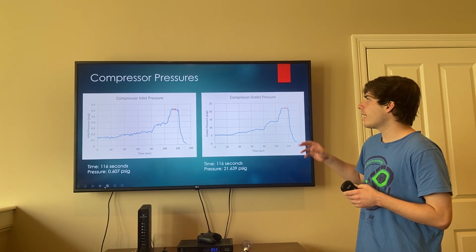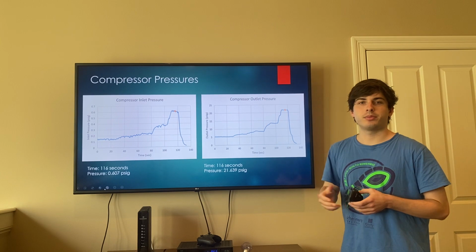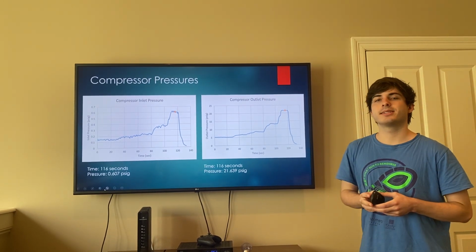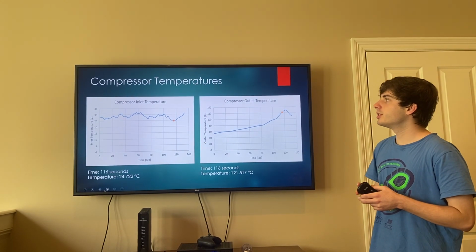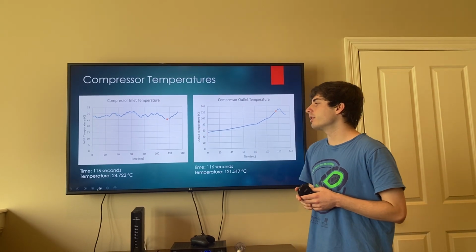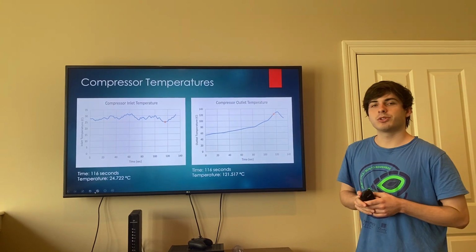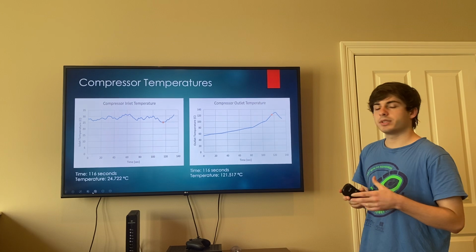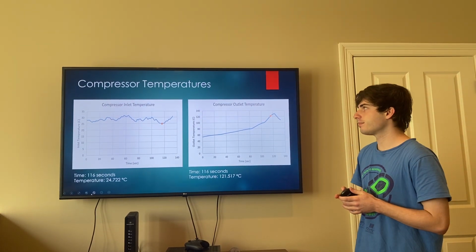Over time, we can see that the outlet pressure did the same thing. However, our outlet pressure is much greater than our inlet pressure, which is expected of a compressor. This came out to a value of 21.6 psig. Our compressor temperatures were pretty constant throughout our inlet. Actually, they fluctuated a little bit. A value of 24.7 degrees Celsius was picked, but our outlet temperature was much higher, which was again expected, and this came out to 121.5 degrees Celsius.